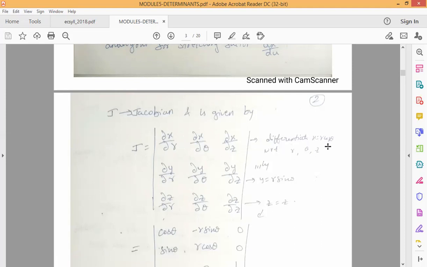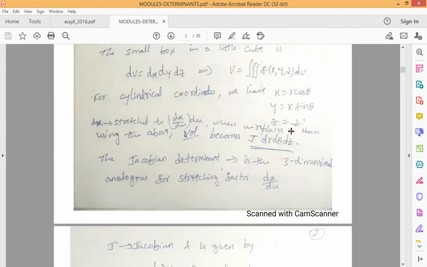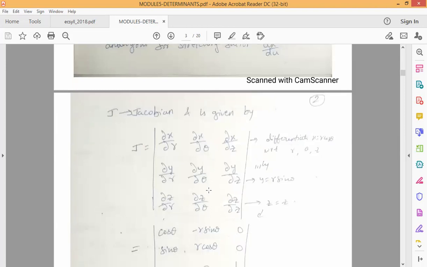When you are asked to calculate the Jacobian matrix, we need to make use of the equation x is equal to r cos theta in the first row, which has to be differentiated in each and every column with respect to r, theta, z. Similarly, in the second row we have y is equal to r sin theta, as it is defined here. And in the third row, we take z is equal to z and differentiate with respect to r, theta, z.